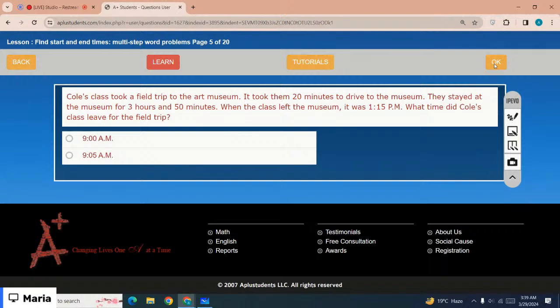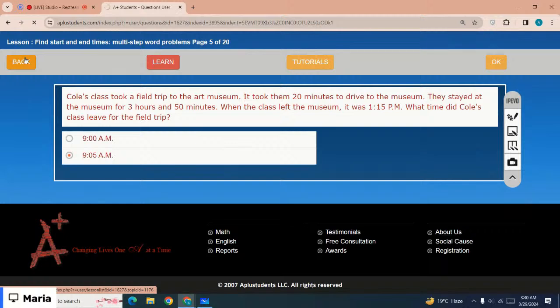The correct option is option number 2, that is 9:05 a.m., right? That means you need to go back 3 hours 50 minutes and 20 minutes, right? You have to add 20 also. So 20 plus 50 is 4 hours and 10 minutes. So go back 4 hours 10 minutes, that would be 9:05 a.m., right?